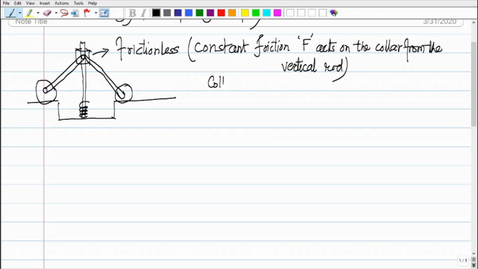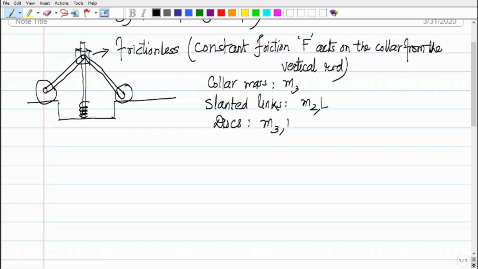The collar has got mass, let's say M3. The links, the slanted links, suppose their masses are M2 and length L, and finally the discs. Okay, so they have masses M3 and radius big R.